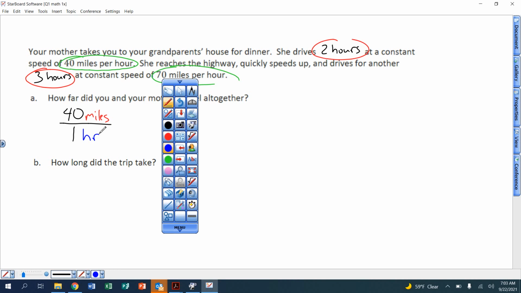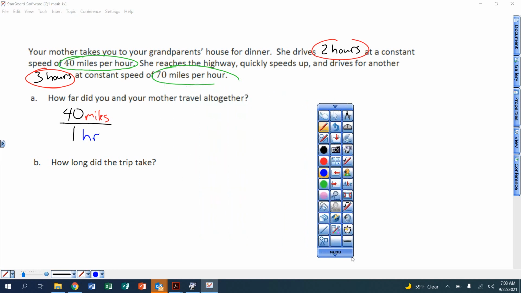So I'm going to take that unit rate, 40 miles per hour, and I'm going to times it by that first number of hours that I'm driving. And if I do that the right way, of course my hour units are going to cancel and just leave me that miles number that I'm looking for, how far I went. So I times that by 2 hours. I can do that in blue.